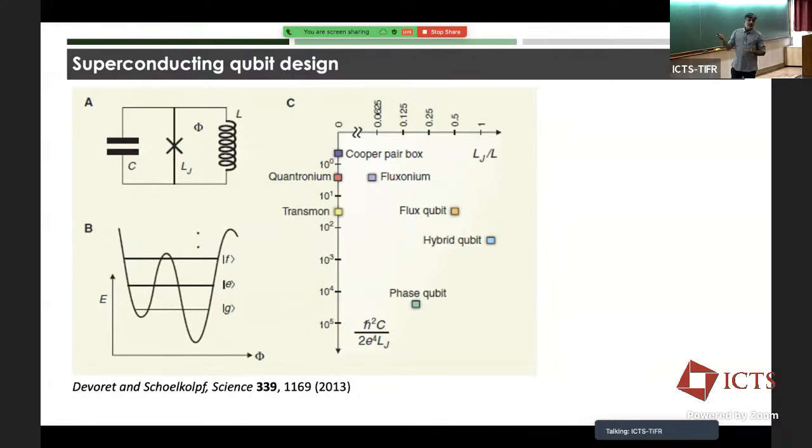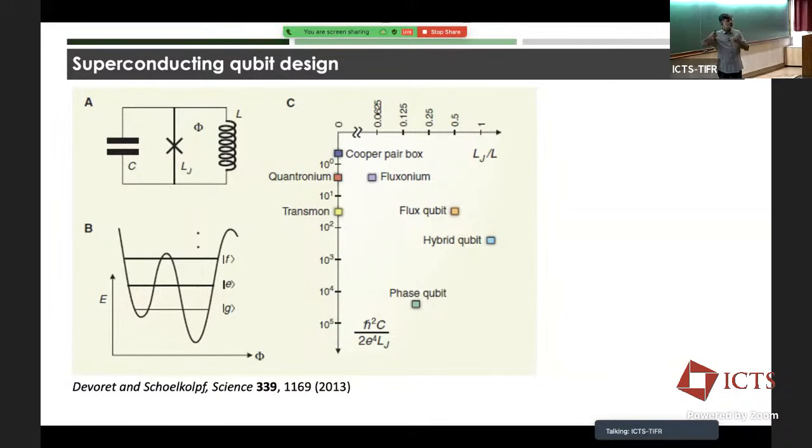So this was at that time being referred to as the periodic table of artificial atoms. It's not discrete, it's a completely continuous space. The two axes are parameterized in terms of the Josephson inductance normalized by the linear inductance, and the capacitance, again, normalized by the Josephson junction with some factor.